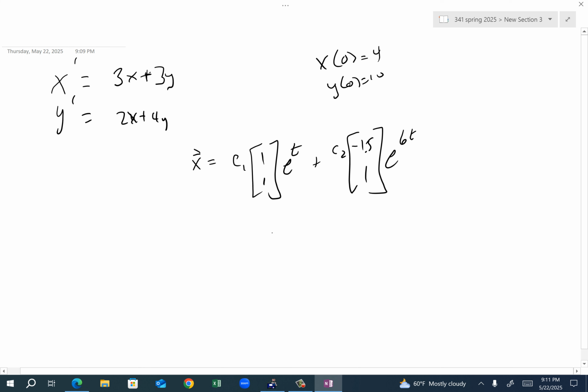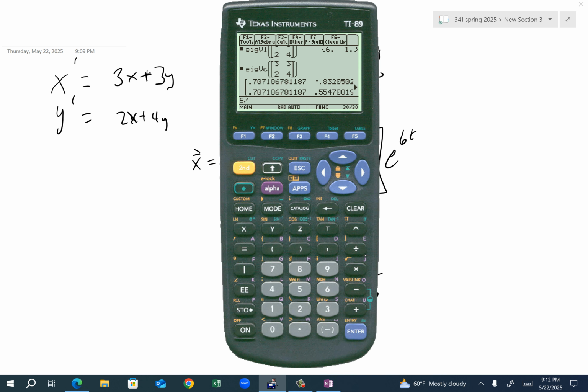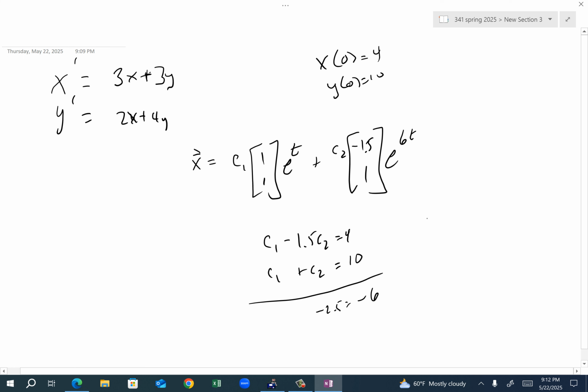So if you plug in those, you're going to get C1 minus 1.5 C2 is equal to 4. And you're going to get C1 plus C2 is equal to 10. And if you subtract, you're going to get negative 2.5 C2 equals negative 6. Oh, I can't do math today. 6 divided by 2.5 is 2.4. So you're going to get C2 equals 2.4. So C1 must equal 7.6.